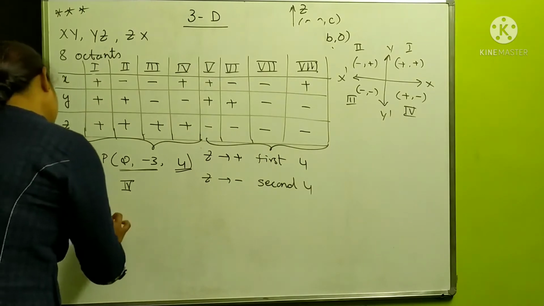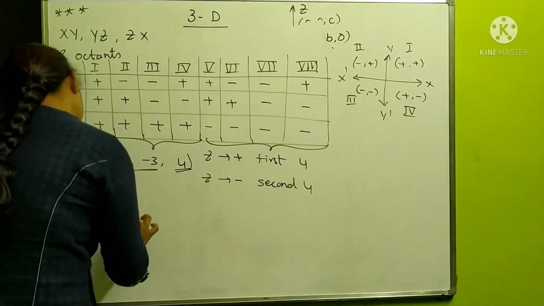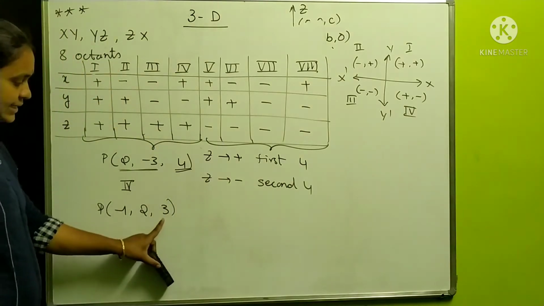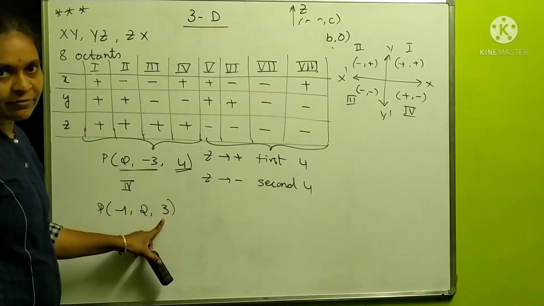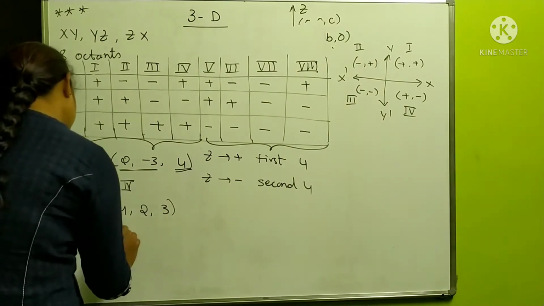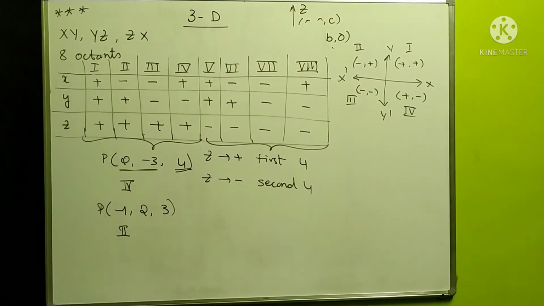Suppose you have a question like this: (-1, 2, 3). Again Z is positive, so it will come in the first 4 only. Minus, plus is possible in the second quadrant. Therefore it is the second octant.